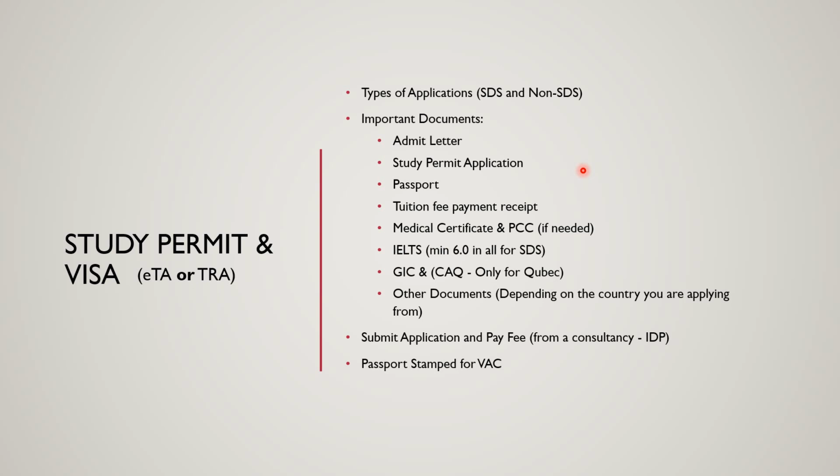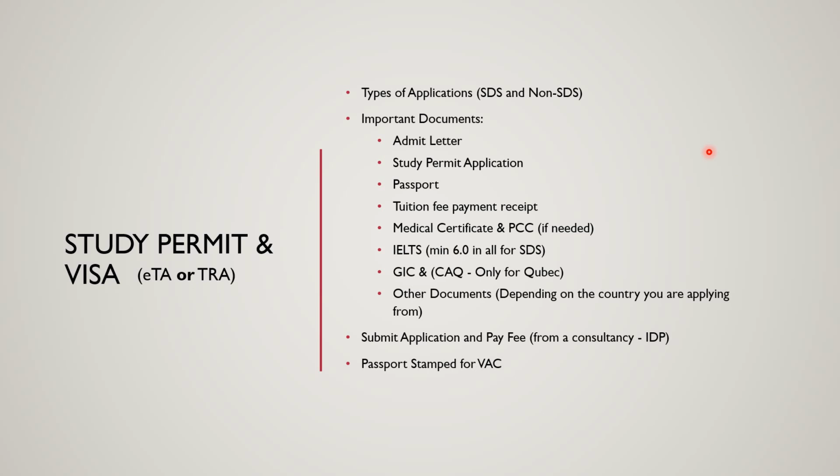If the Canadian Embassy gives you a study permit, it will also include the visa, like the ETA or TRA document, which will be attached to your passport. They'll request for your passport in case your study permit is approved. Study permit is a letter which will be received in your mail when you apply with all the documents which I have shown in this.